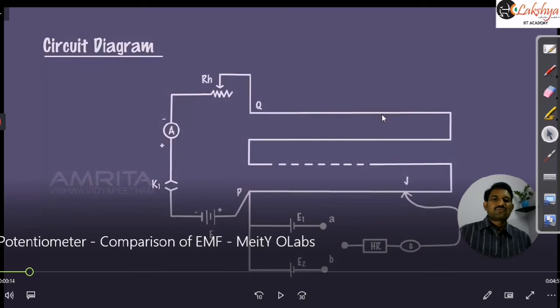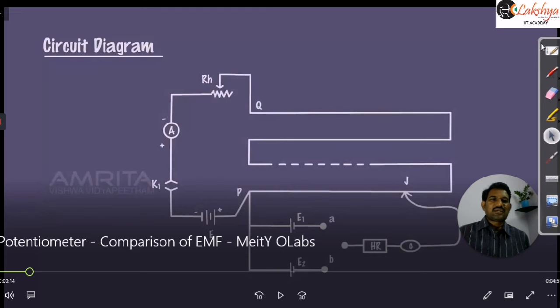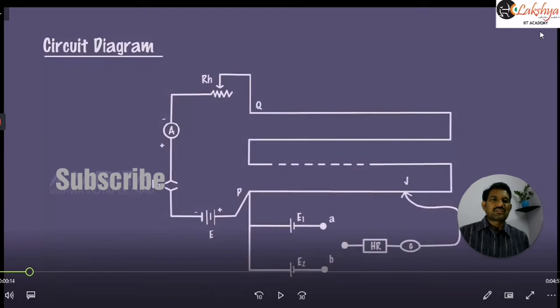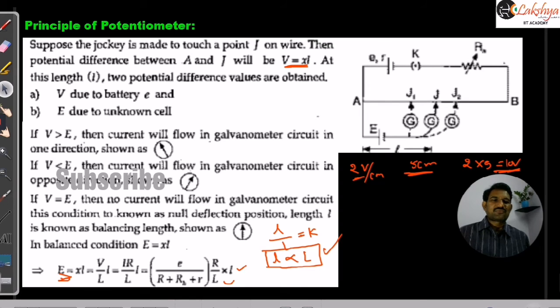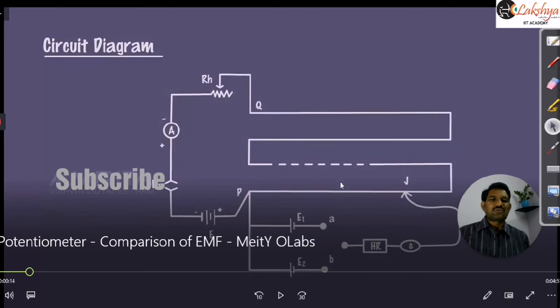For the comparison of EMF of the cells, generally the circuit will be shown like this. This is a potentiometer, and this part we call the primary circuit. This part is the primary circuit and this is the secondary circuit here. Here we are connecting the two cells E1 and E2 whose EMFs are to be compared. So E1 and E2 EMFs we are comparing here.